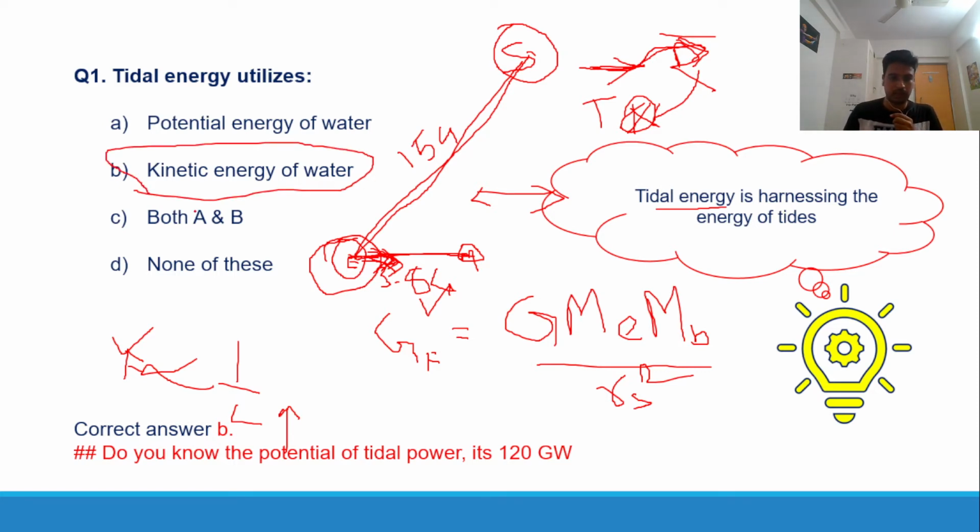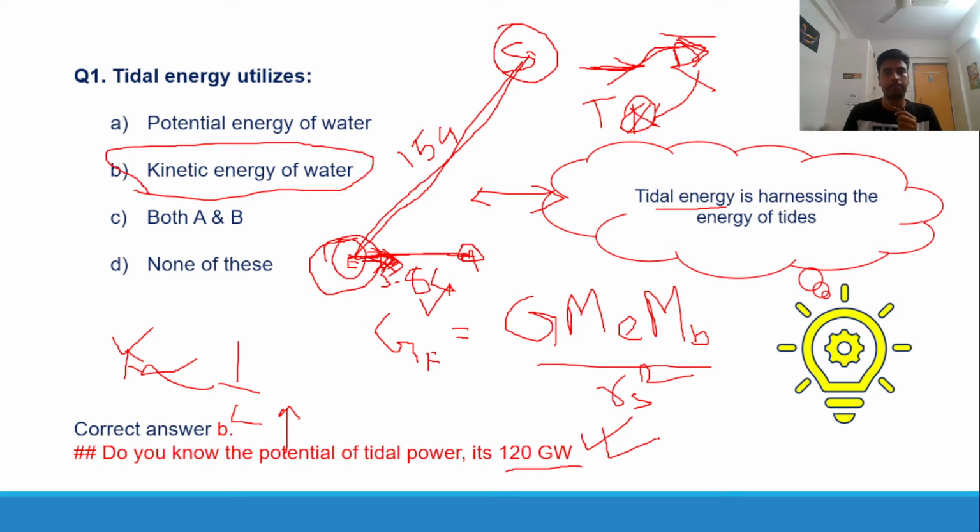So you are now clear about this concept. The tidal energy utilizes basically what? The kinetic energy of water. Okay, and one more fact is there. How much is the potential of tidal power available throughout the world, the global potential? You will be surprised to know that it's 120 gigawatt. That is a huge amount of electrical power.